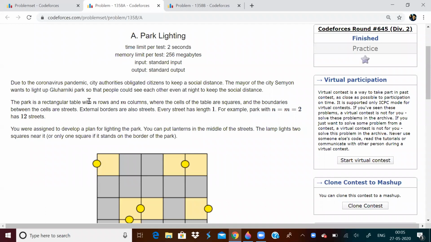Basically, there is a rectangular table with n rows, m columns. Each cell of the table is a square. And boundaries between the cells are streets. External borders are also streets. Every street has length 1.